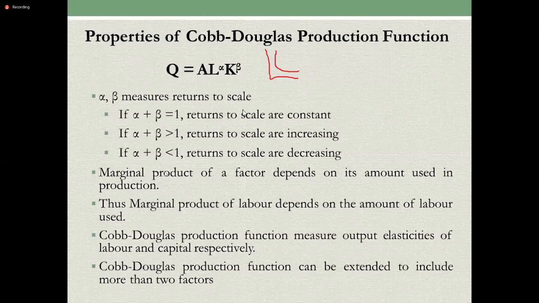In simple terms, when this efficiency is equal to 1, we identify the returns to scale are constant. I will take an example.